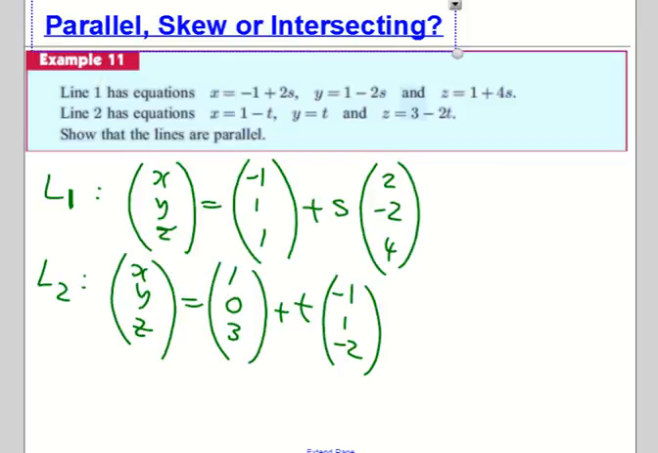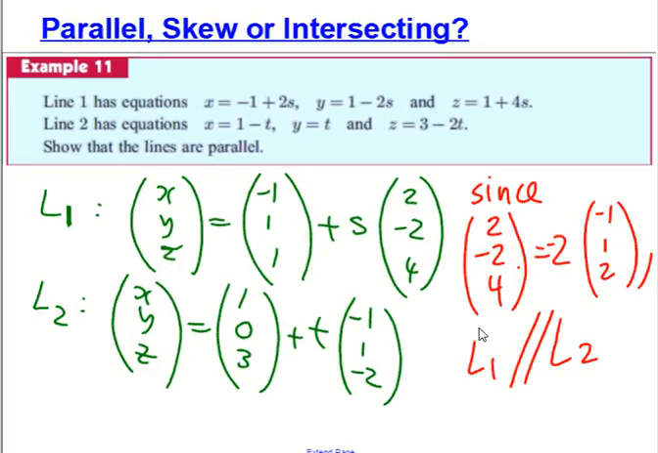So when we're given equations of lines, we may be asked, are these lines parallel, skew, or intersecting? Well, this one's kind of done for you. Show these lines are parallel. So we're given the parametric forms. If we write it in the vector form, why does this mean they're parallel? There's the answer. Because this direction vector is a scalar multiple of this one, then the lines are parallel.